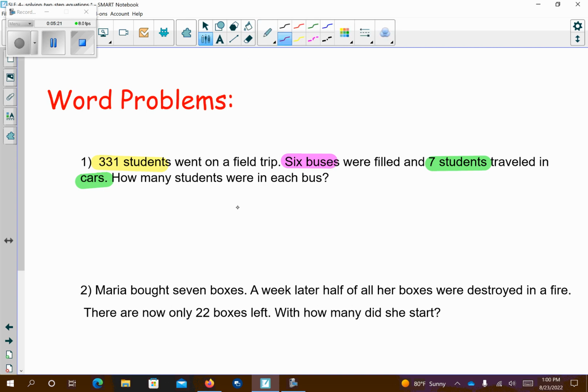Okay, so let's think about this. We have 6 buses. Let's call buses x. So we have 6x. And we had 7 students happen to travel in cars. So we know these 7 students were in a different thing. 6 of the buses were full. We don't know how many people are in the buses. 7 people happen to be in their own cars. But our total is 331 students on this trip.